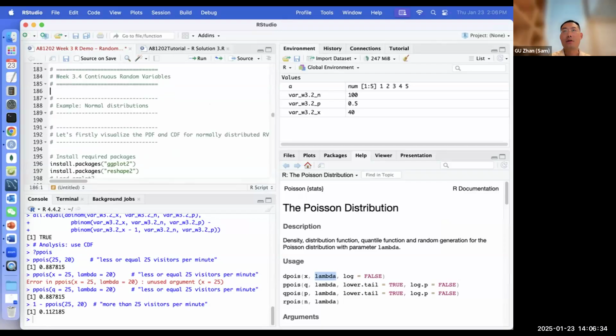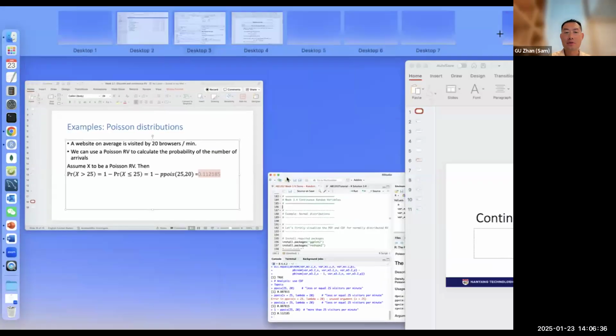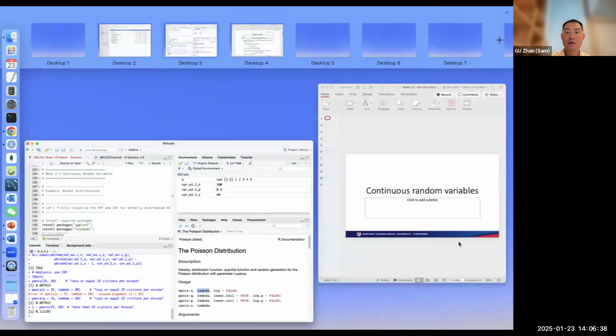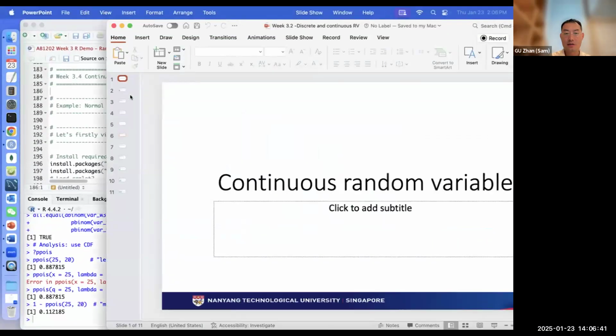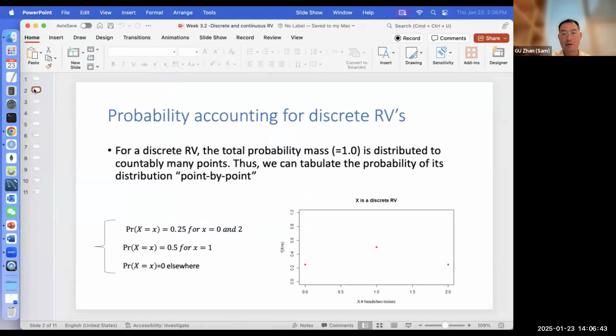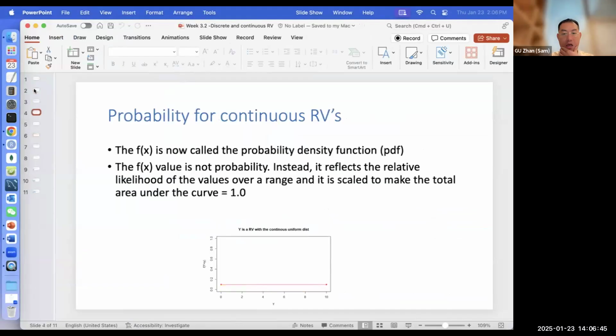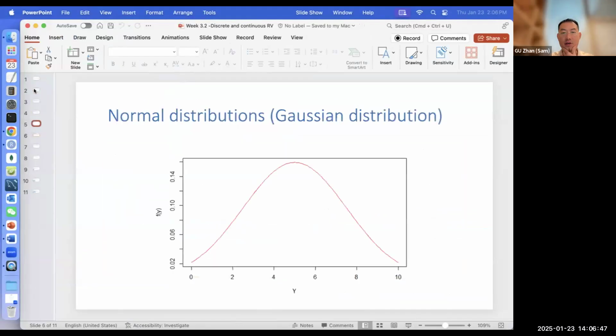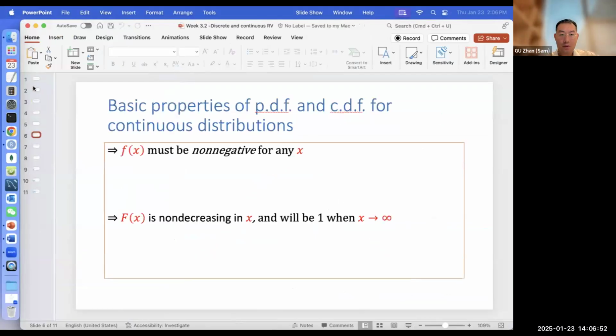For the continuous random variable, the examples that we're using here are the normal distribution and the uniform distribution. So here is a normal distribution, Gaussian distribution, bell curve. F(x) must be non-negative for any x. The CDF F(x) is non-decreasing and will approach 1 when x approaches positive infinity.